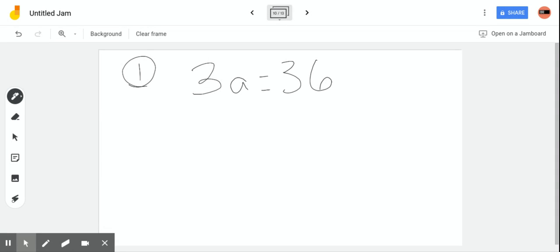Welcome back. We are going to be doing some more one-step equations, but this time with some multiplying and dividing in there.